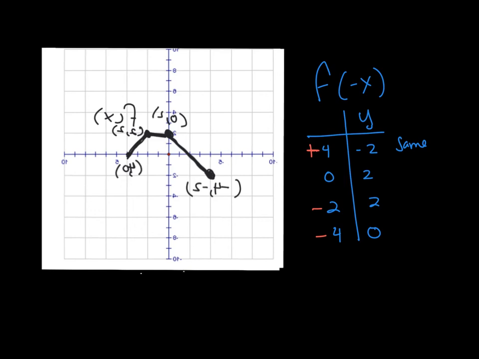So let's just go ahead and check these to make sure everything's right. So the first point that we have is right here. That is my 4, -2. And then this point is still 0, 2. That one stayed the same. And yes, this point right there, that is -2, 2. And lastly, -4, 0.